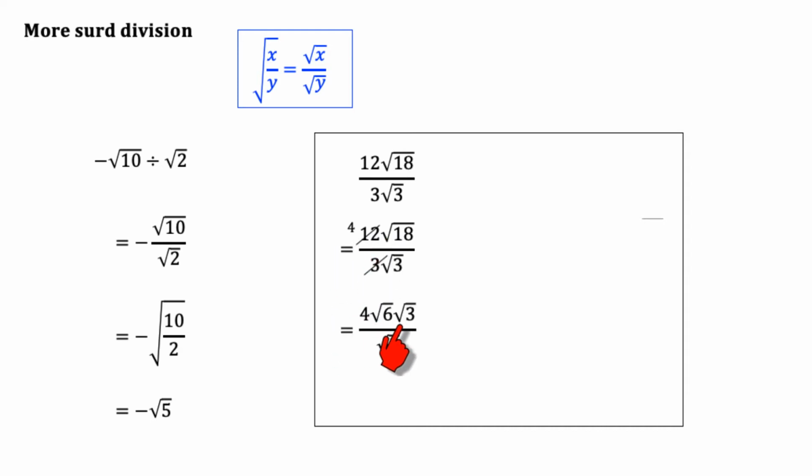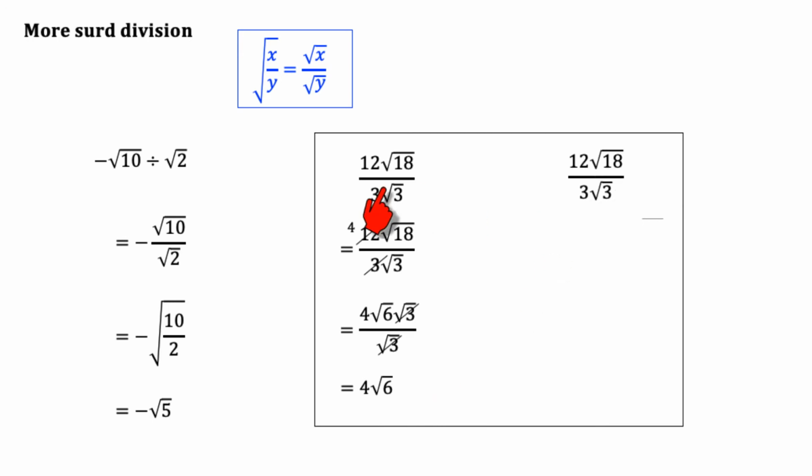Root 18 I can split using my rules for multiplication as root 6 and root 3. Now the reason I would do that is I've got a root 3 on the bottom. So now I've got another common factor that I can cancel. Remember, root 18 I could write as the square root of its 2 factors. The reason I went for the root 3 is because I had a root 3 on the bottom. They would cancel out. What that leaves me with is 4 root 6.